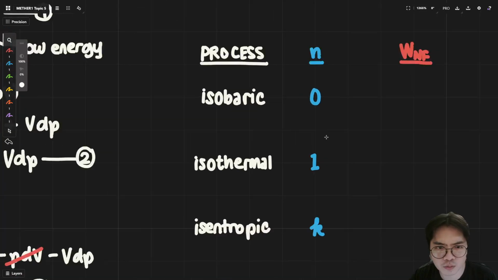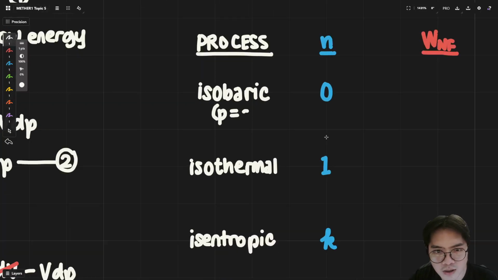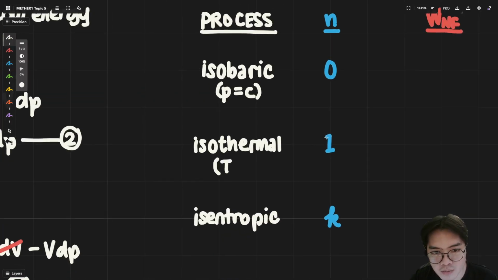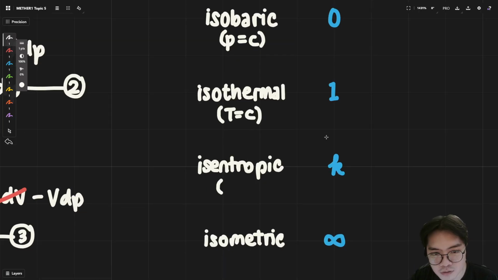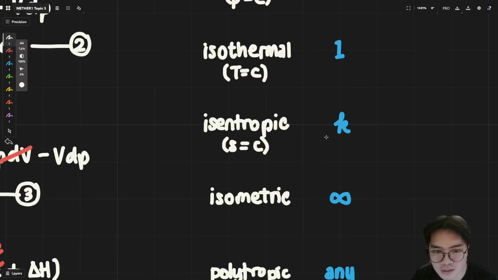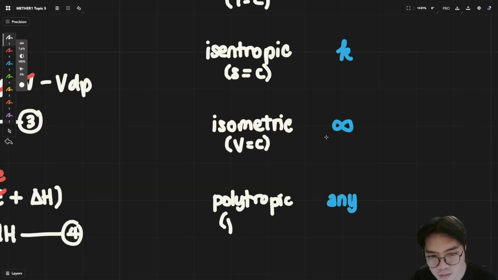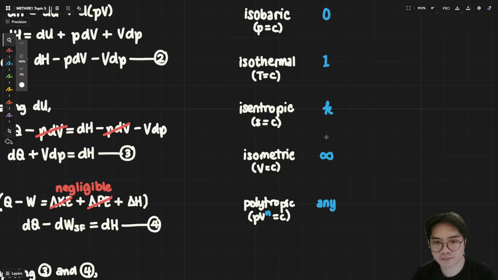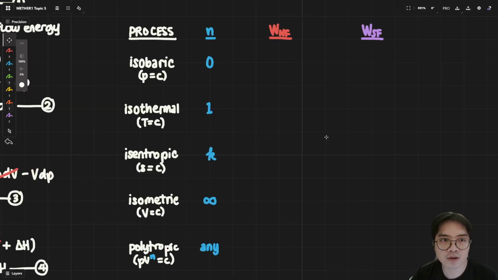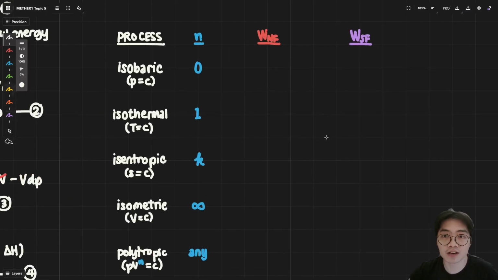And I suppose we should just put in here, isobaric, pressure is constant. Isothermal, temperature is constant. Isentropic, entropy is constant. Isometric, volume is constant. Polytropic, well, PV raised to n is constant. Okay, now we will go through the different work non-flows.